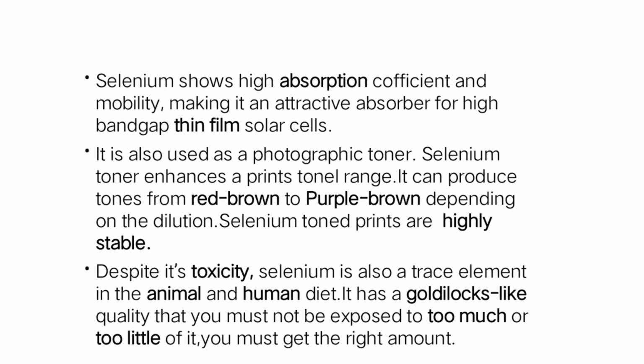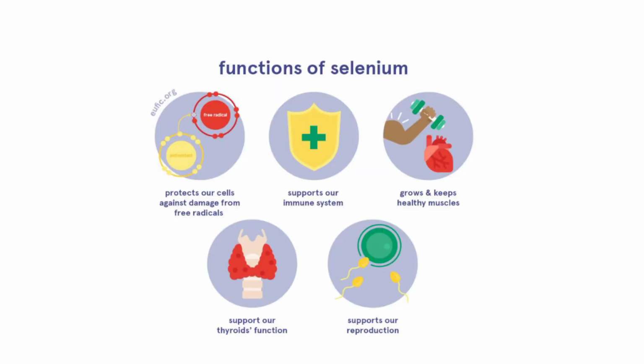Despite its toxicity, selenium is also a trace element in the animal and human diet. It has a Goldilocks-like quality: you must not be exposed to too much or too little of it. You must get the right amount. Functions of selenium in our body: it protects our cells against damage from free radicals, supports our immune system, grows and keeps healthy muscles, supports our thyroid function, and supports our reproduction.